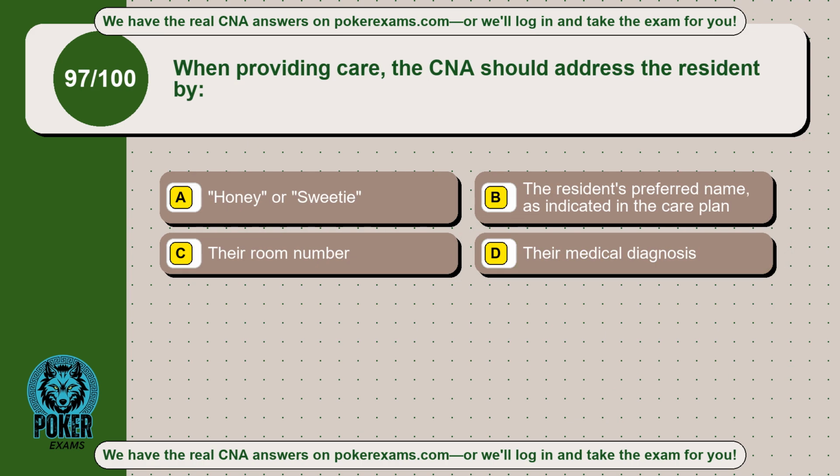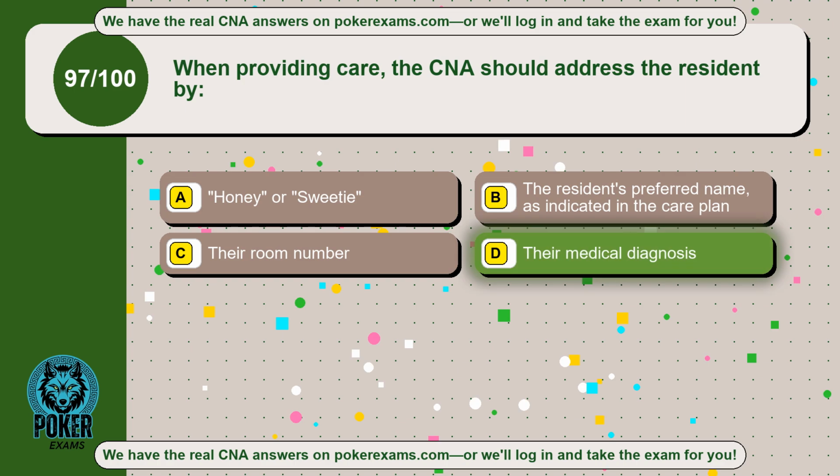Question 97. When providing care, the CNA should address the resident by: Option A, honey or sweetie. Option B, the resident's preferred name, as indicated in the care plan. Option C, their room number. Option D, their medical diagnosis. The correct answer is option D, their medical diagnosis.